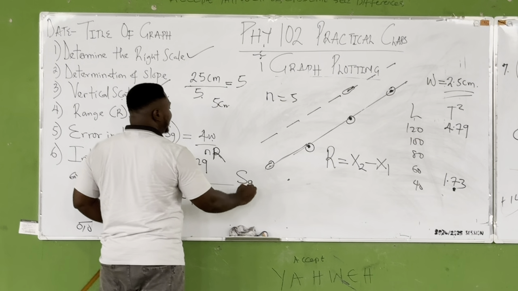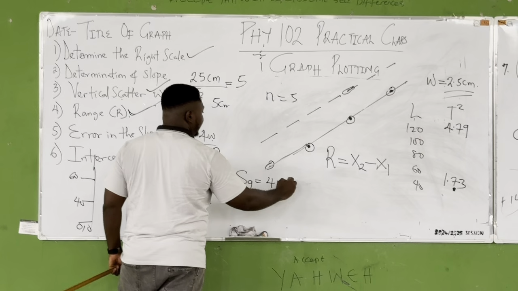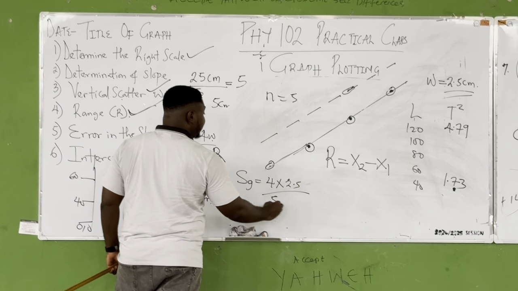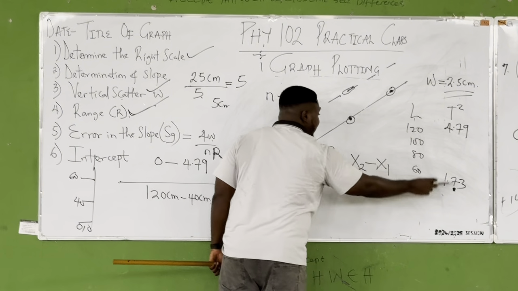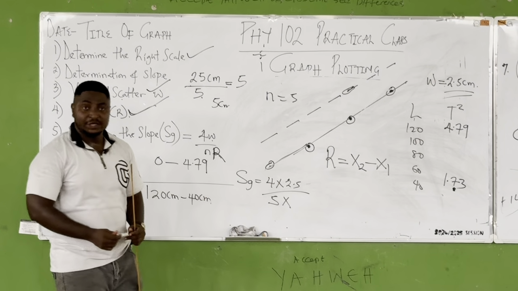So the error in the slope, SG, will be equal to 4 times W, all over the number of observations, 5, times your range. The difference between this and that, you have your error in the slope.